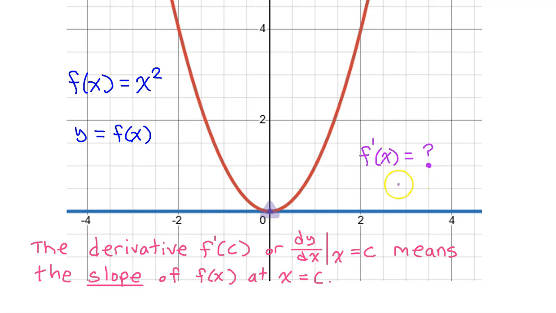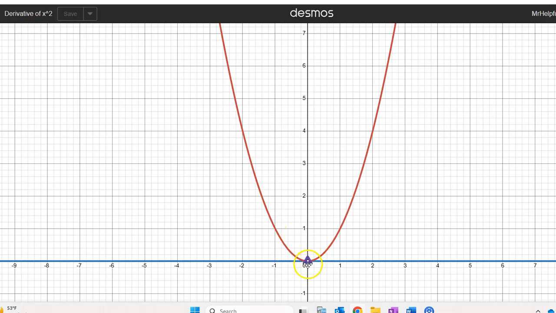But how do we generalize that? How do we come up with an expression for the derivative of f at any x? In other words, how do we come up with a formula that gives the slope of the curve at any point?